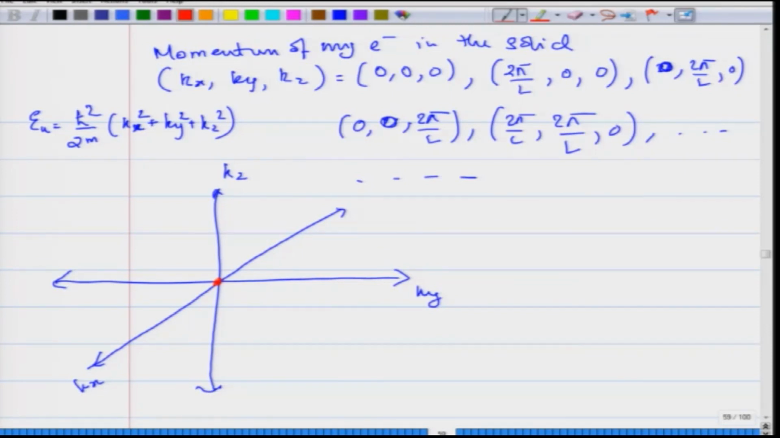This is the 0 momentum state, which is 0, 0, 0, and every subsequent state, either in the ky direction or in the kz direction or in the kx direction, all the momentum states are spaced by a distance of 2 pi by L. These are the discrete momentum states or the energy states in momentum space. These are the discrete momentum states that we are drawing here, which we have obtained just now, and the spacing between any two points in either direction is 2 pi by L.